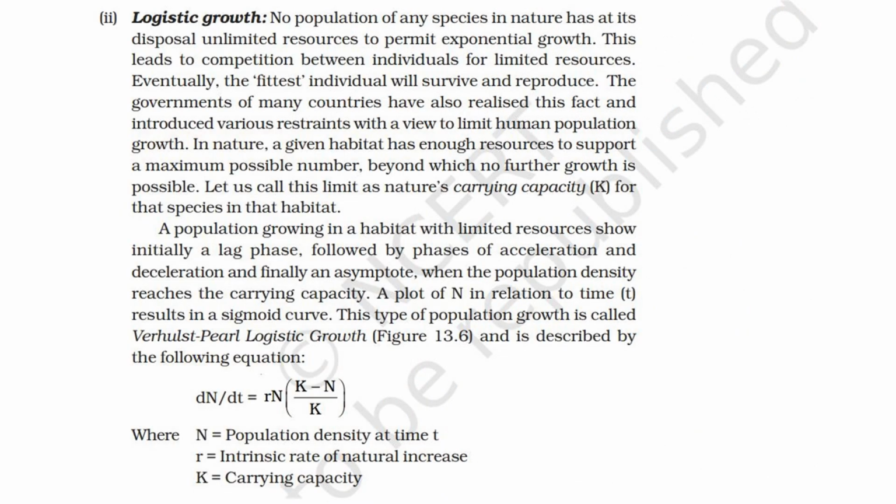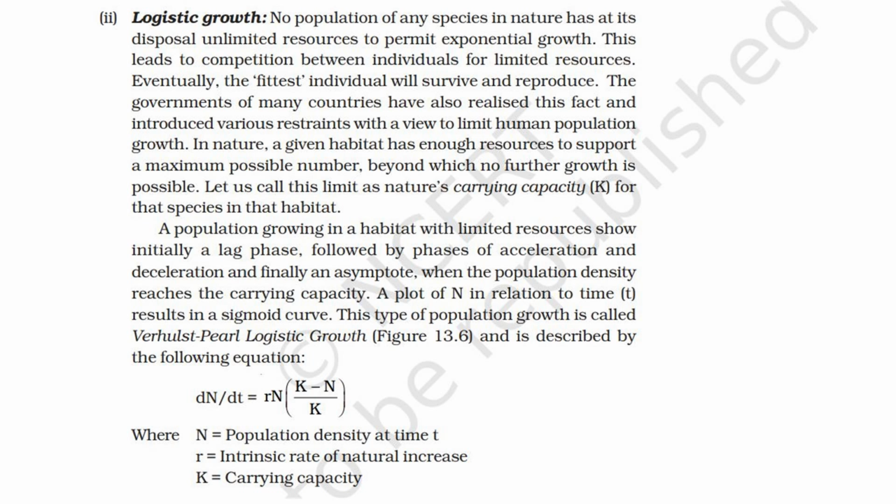2. Logistic growth. No population of any species in nature has at its disposal unlimited resources to permit exponential growth. This leads to competition between individuals for limited resources. Eventually, the fittest individual will survive and reproduce. The governments of many countries have also realized this fact and introduced various restraints with a view to limit human population growth. In nature, a given habitat has enough resources to support a maximum possible number, beyond which no further growth is possible. Let us call this limit nature's carrying capacity K for that species in that habitat.